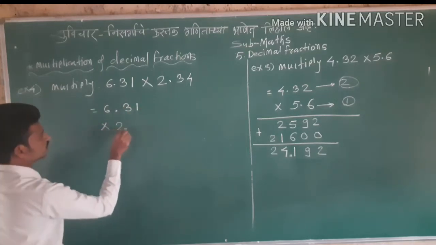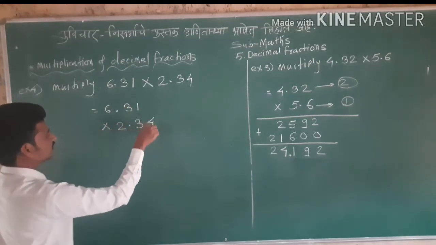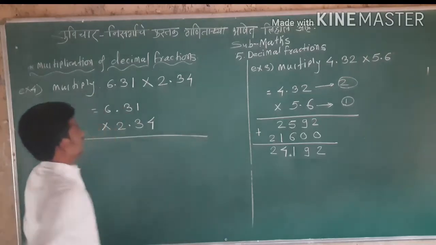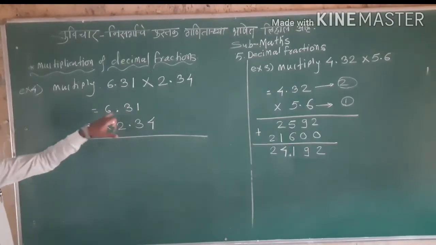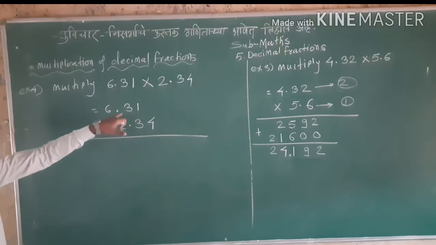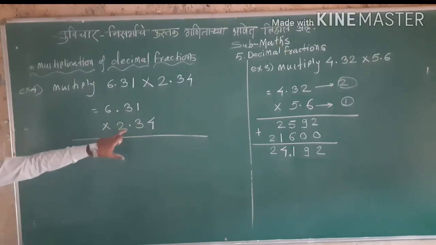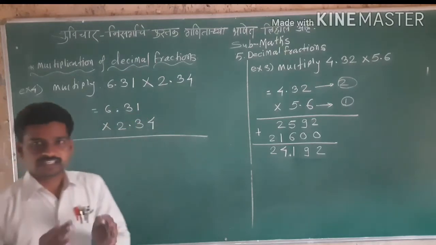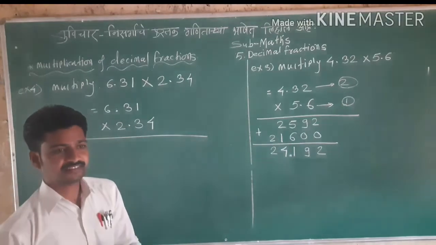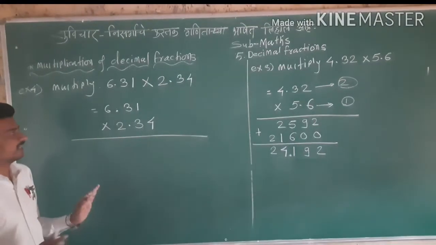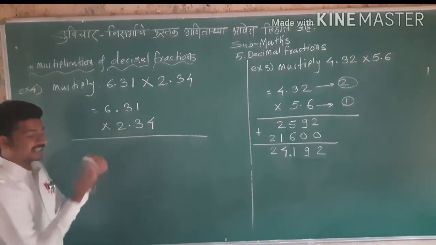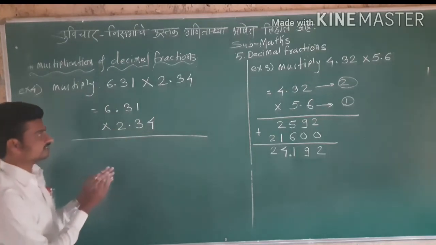6.31 into 2.34. Multiplicand is 6.31, multiplier is 2.34. Now ignore the decimal point and do the multiplication operation. Pretend the decimal signs are not there and solve the example.